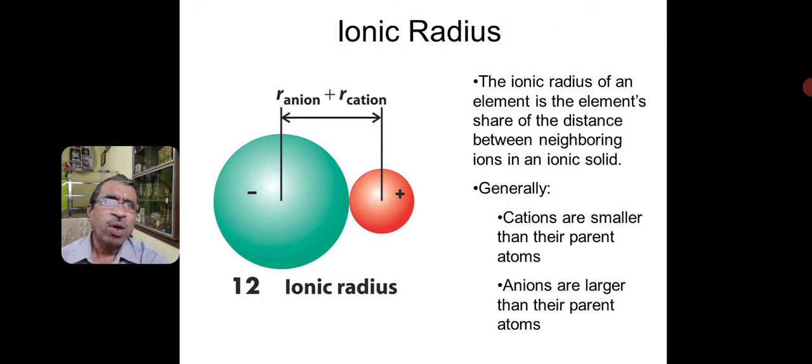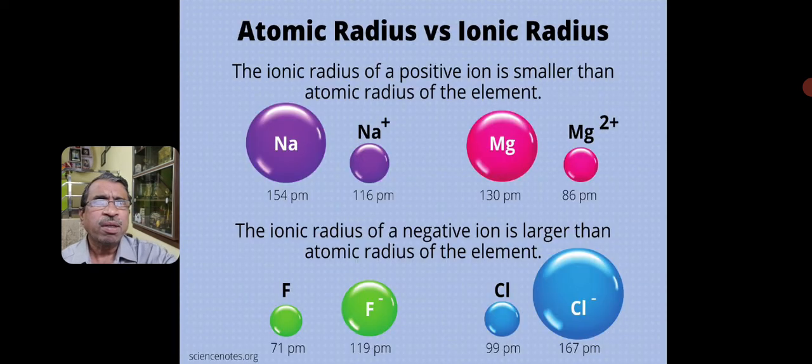So this is the ionic radius. We have shown that the cation is smaller in size and the anion is bigger in size. The ionic radius of an element is the distance between the neighboring ions in an ionic solid. Cations are smaller than their parent atoms, anions are larger than their parent atoms. So here also it is shown.